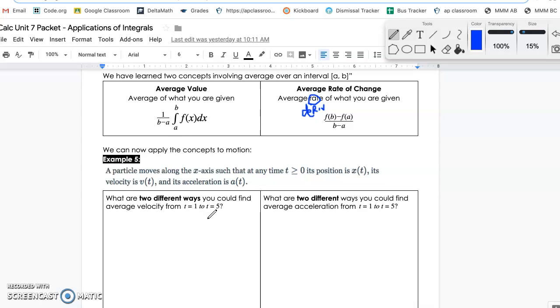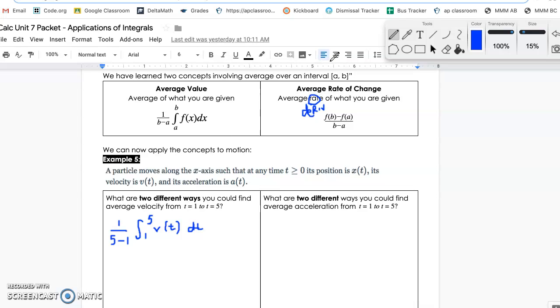So there are two ways we can find average velocity. The first thing we could do is say the average value of the velocity. The average value of the velocity is going to be 1 over b minus a, specifically from 1 to 5, so it'll be 1 over 5 minus 1, times the antiderivative from 1 to 5 of v of t dt. So that's the first way.